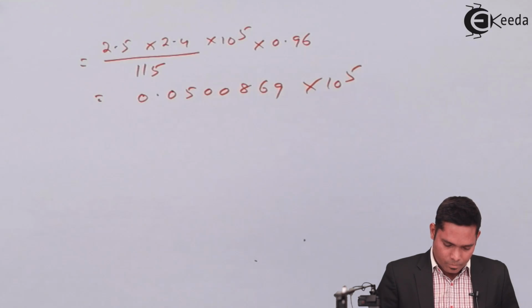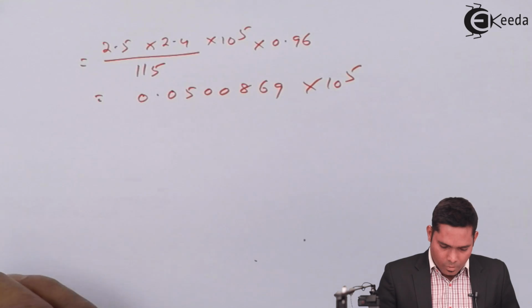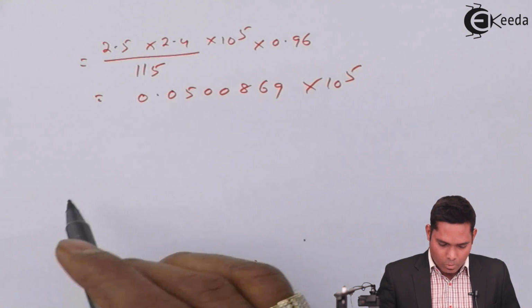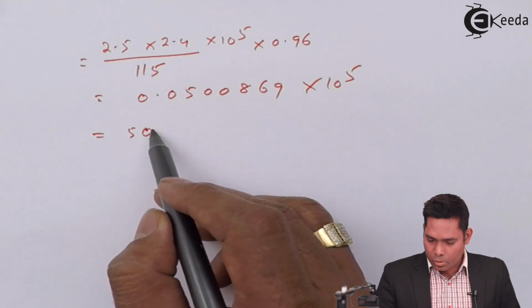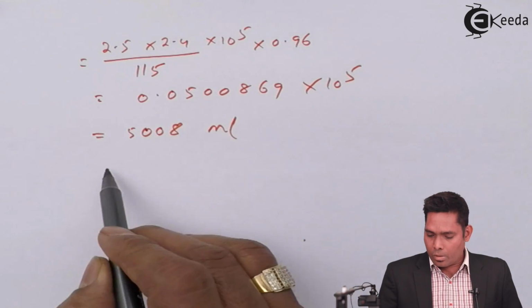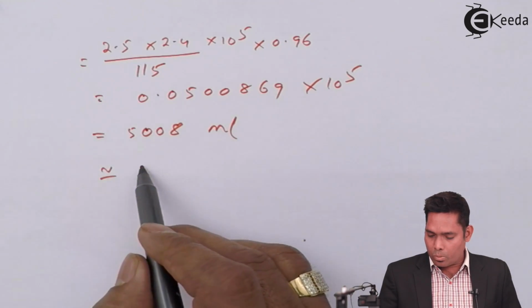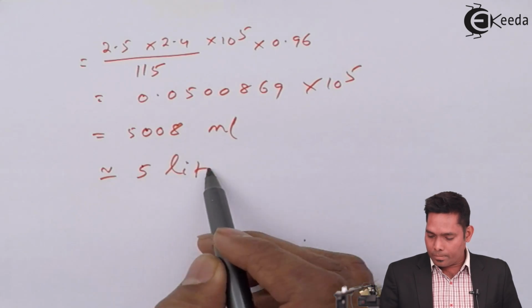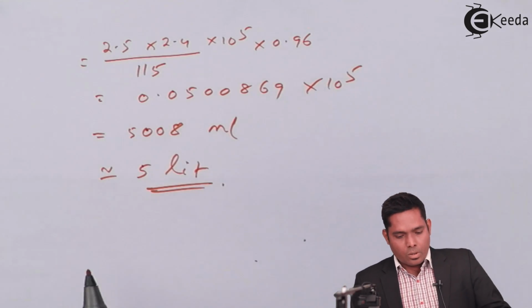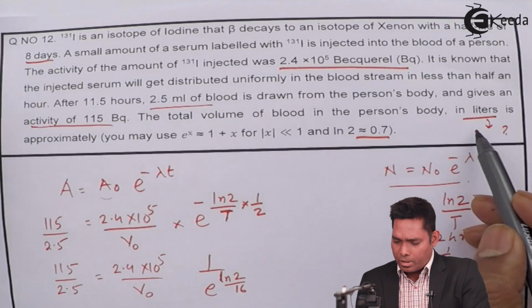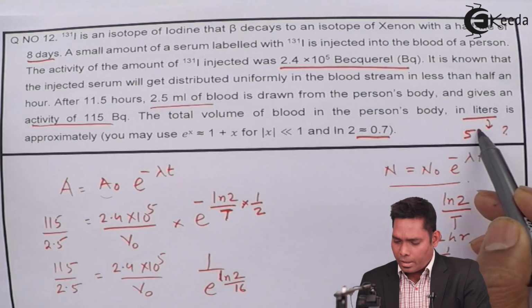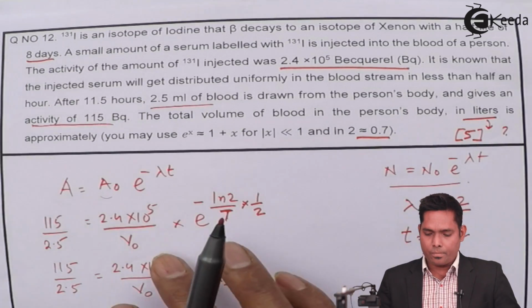Multiply that, and it comes out to be 5008 ml, which is approximately equal to 5 liters. So this is how you solve this, and you'll get 5 liters. In liters, the answer is 5.